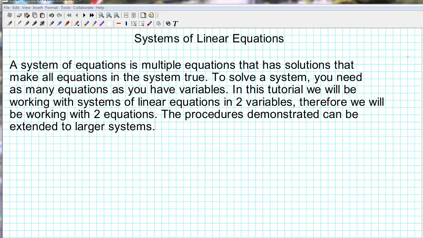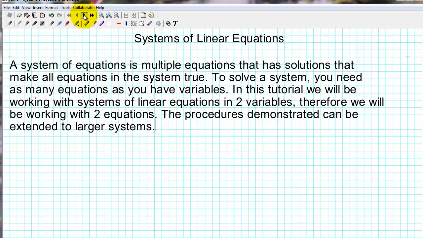To solve a system, we need to have in the system as many equations as you have variables. In this tutorial, we'll be working with two linear equations that have two variables. If we had three variables, say x, y, and z, we would need three equations. The procedures demonstrated in this tutorial can be extended to those larger systems, but the algebra work gets to be a bit more complicated and tedious. So we're going to stick with our easier problems here.